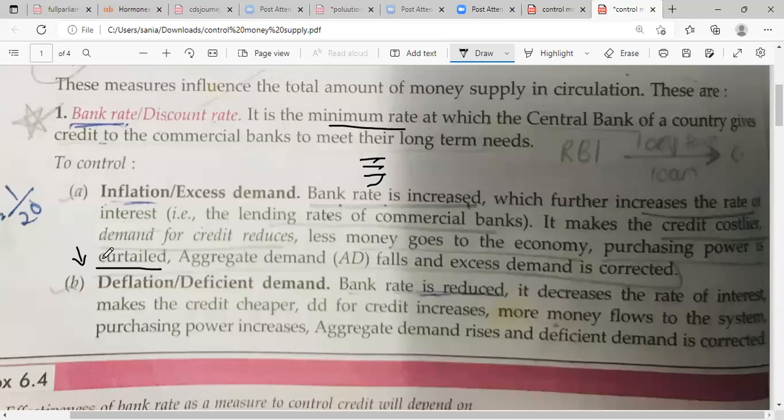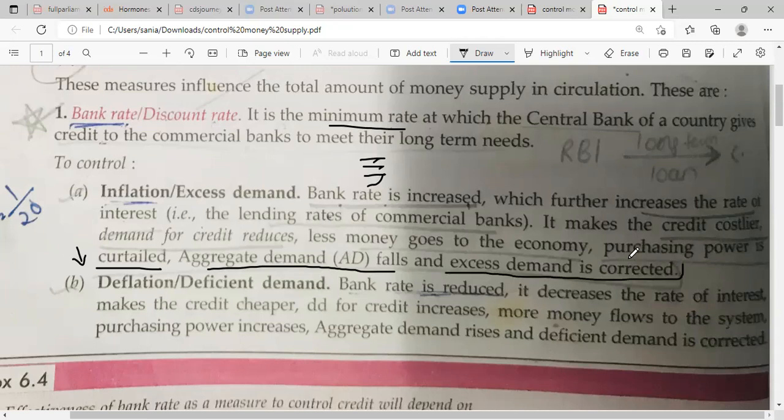Okay, earlier they were demanding 5 pizzas, because they had good money. But when I increase the bank rate, then what happened? Their purchasing power is curtailed. Because of this, aggregate demand falls. Okay, aggregate demand falls means earlier 5 people were demanding, but now only 2 people are demanding. And because of this, the problem of excess demand is corrected. Clear?